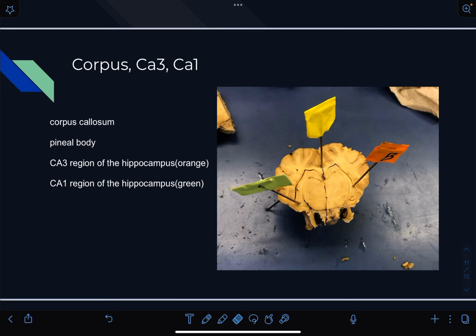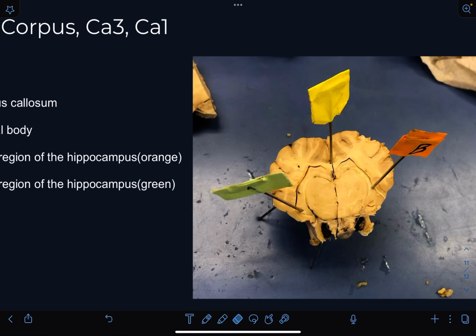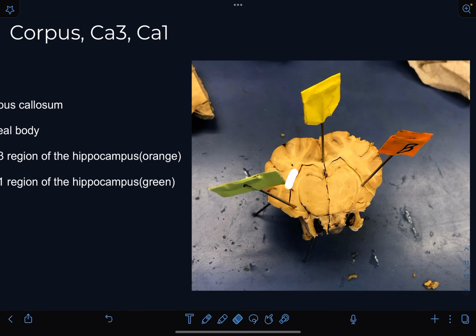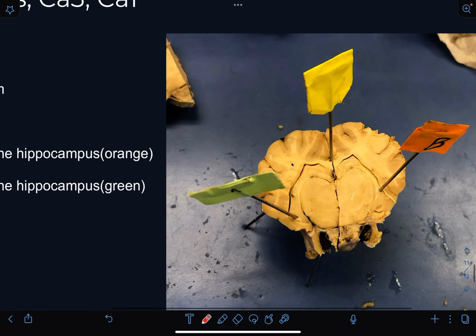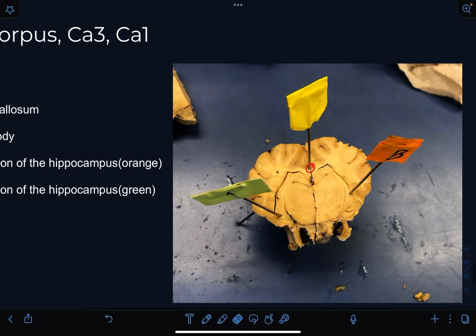So here we have our corpus callosum again, which can be seen here as it connects everything. We have our pineal body, which is right here. And the pineal body is another term for the pineal gland, which again produces melatonin. And that regulates when you're asleep and when you're awake.